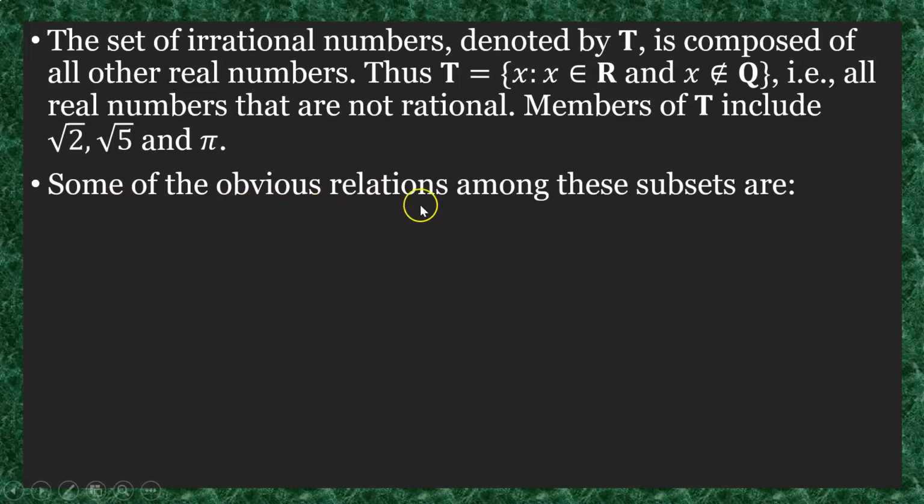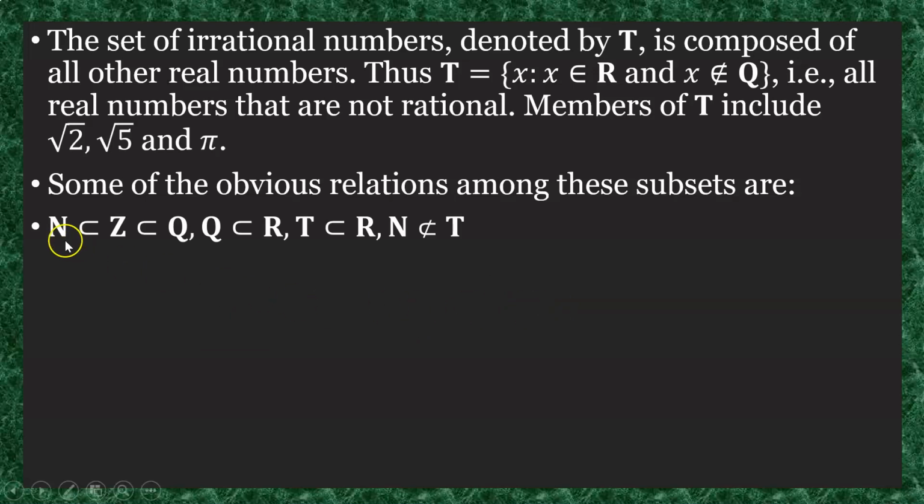Some of the obvious relations among these subsets: now see this relation. The set of natural numbers is a subset of Z, and Z is a subset of Q. Q is a subset of the set of real numbers, and T is a subset of R, and N is not a subset of T, the set of irrational numbers.